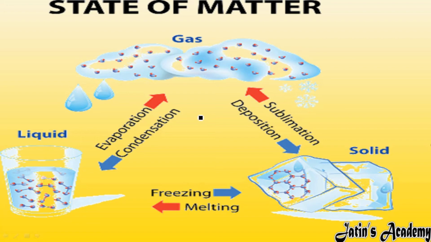Here you can see how the state of matter can be changed. For example, first we have a solid. When we melt the solid, firstly melting will come, and it will convert into a liquid. When you boil the liquid, or when evaporation takes place, it converts into the gaseous state. And when deposition takes place, the gaseous state directly converts into the solid state. So what do we mean by freezing, melting, evaporation and condensation? All these things we are going to discuss now.